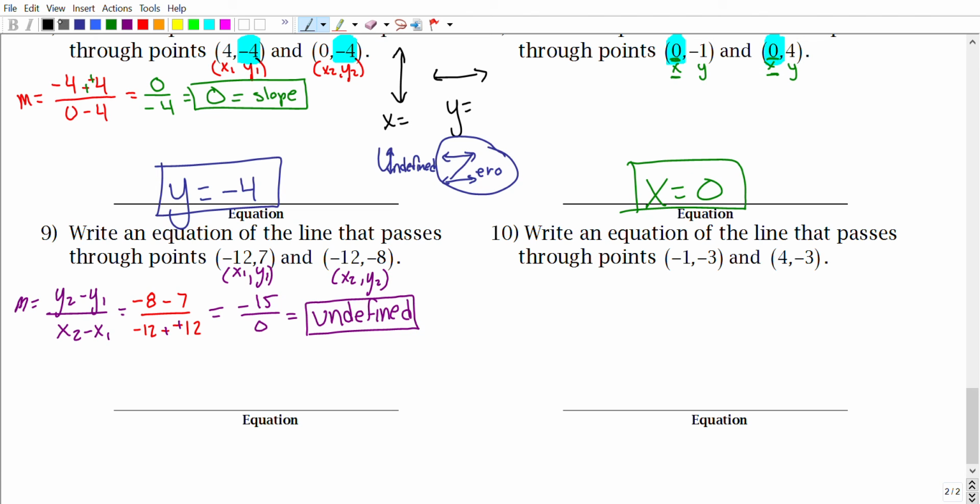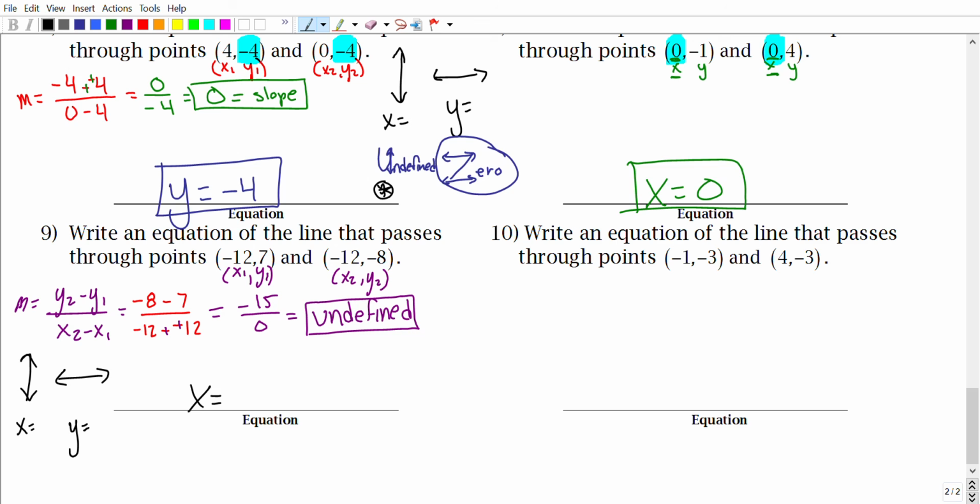So like before, we know that we have two options. Vertical lines, which start with x equals, horizontal lines, which start with y equals. Which one of those two have an undefined slope? Well, if we remember from up here, the undefined slopes are the ones that are vertical, which means it has to start with x equals. Okay, so it starts with x equals.